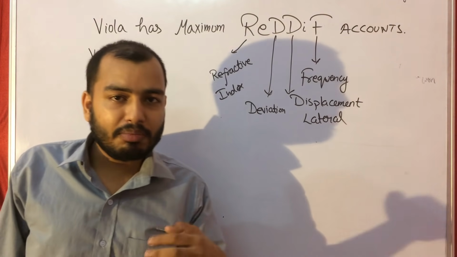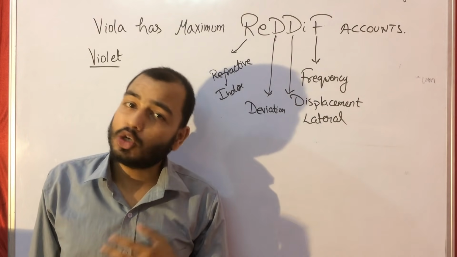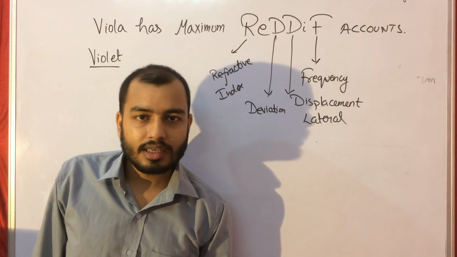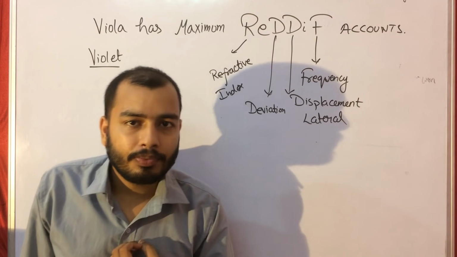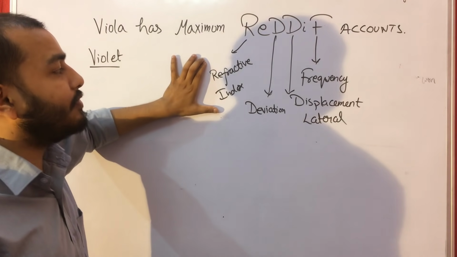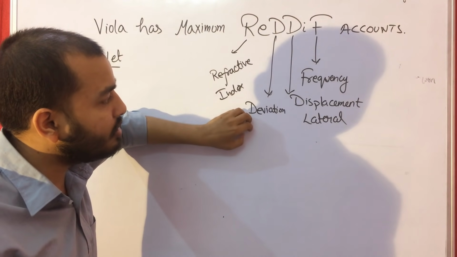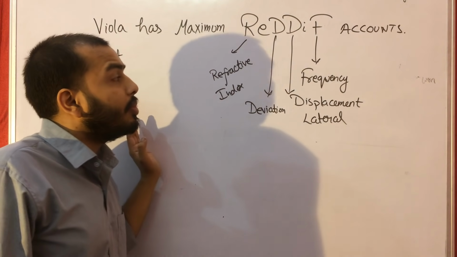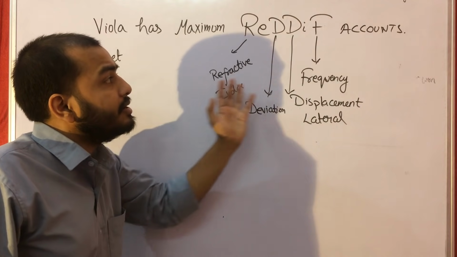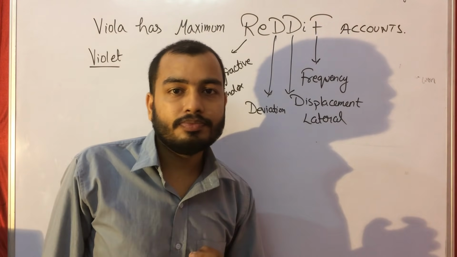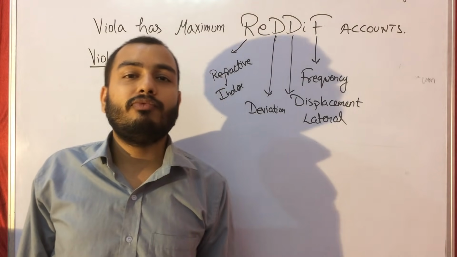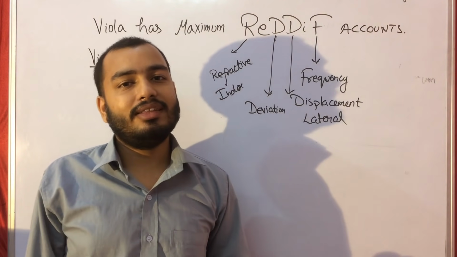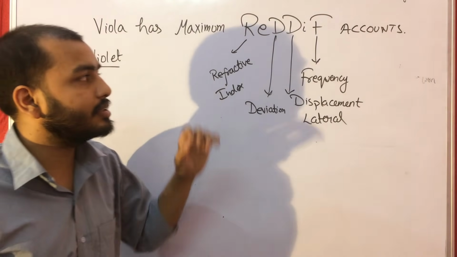When light passes from one medium to another, it bends. It always bends. And it bends because of the refractive index. Yes, because of the density change. So, violet has maximum refractive index and maximum deviation, maximum displacement and maximum frequency. Is wavelength written anywhere? No. So violet does not have maximum wavelength. It has maximum frequency and very small wavelength. So this was the way you can remember this.